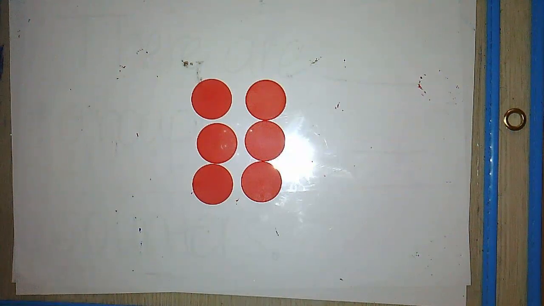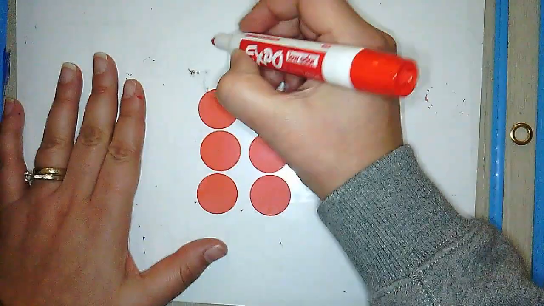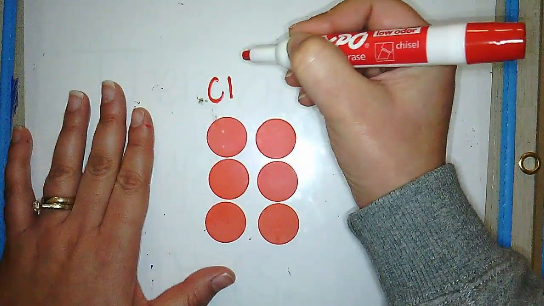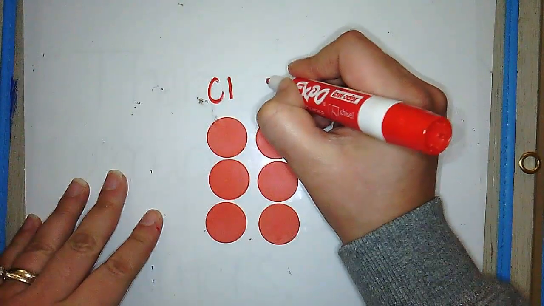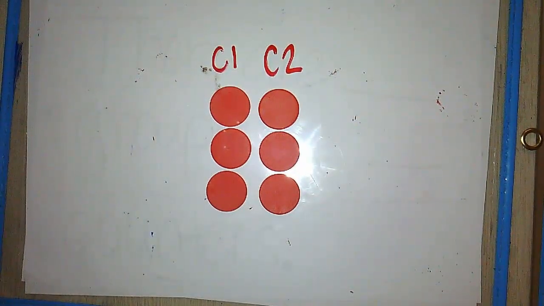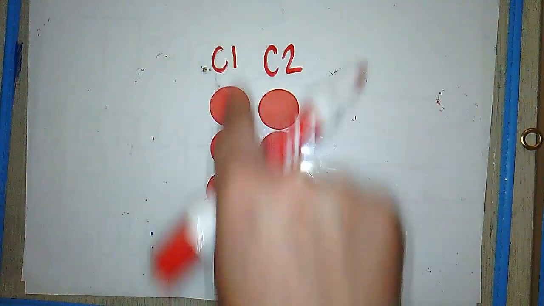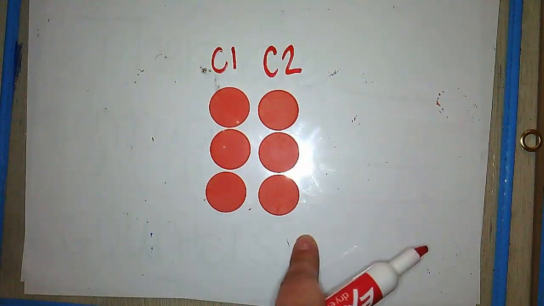Just like I told you, now I'm going to label. This is a column, column 1. This is a column, column 2, boys and girls. How many columns do you see? Yes, boys and girls, 2 columns. Column 1, column 2.